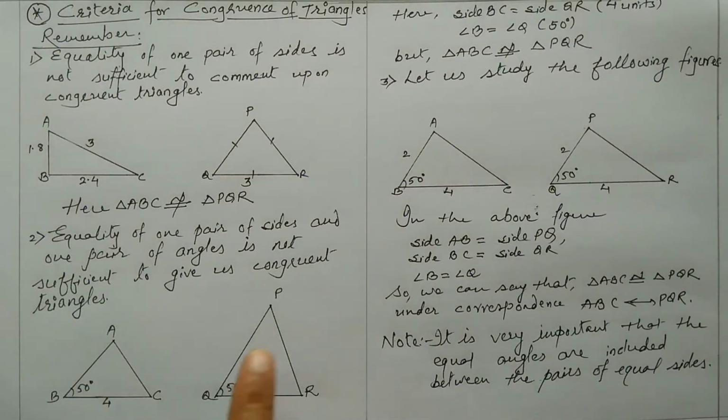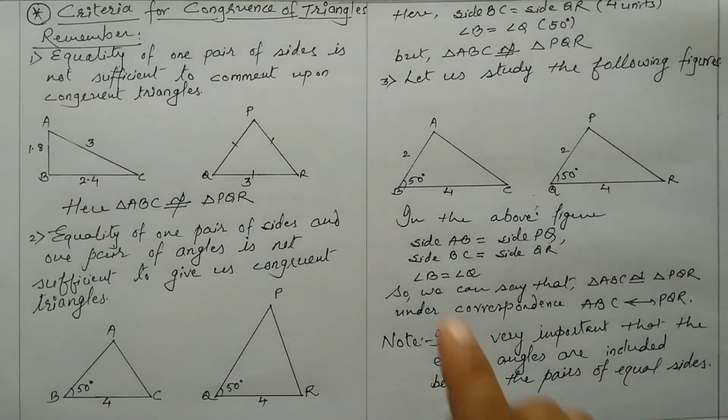Angle ABC is 50 degrees, PQR is 50 degrees, मतलब एक corresponding angles की जोड़ी congruent है, और एक side BC is equal to QR, 4 units. सो सिर्फ दो चीजें बताईं हमने, एक corresponding angle की जोड़ी और एक side, so that is also not sufficient. So triangle ABC is not congruent to triangle PQR.